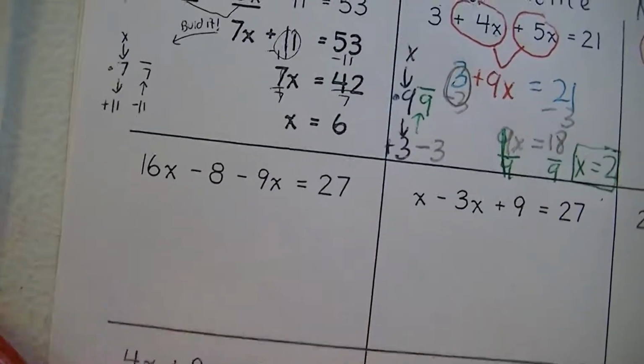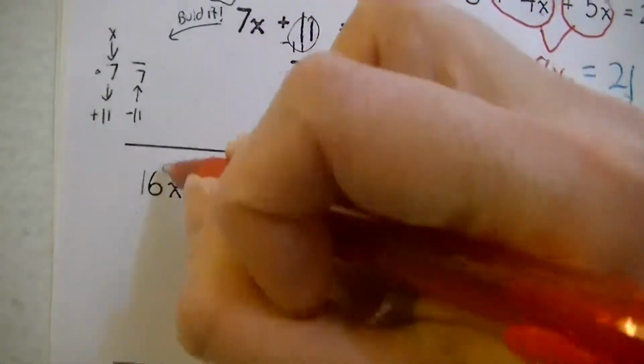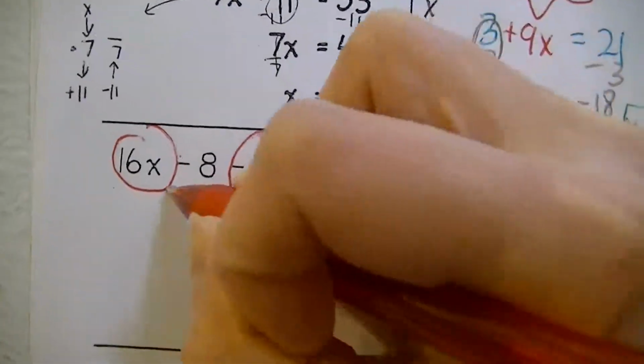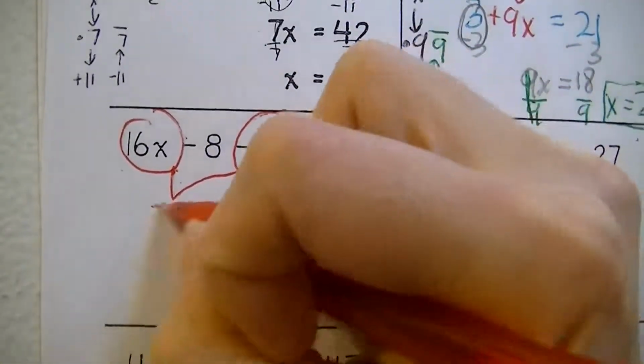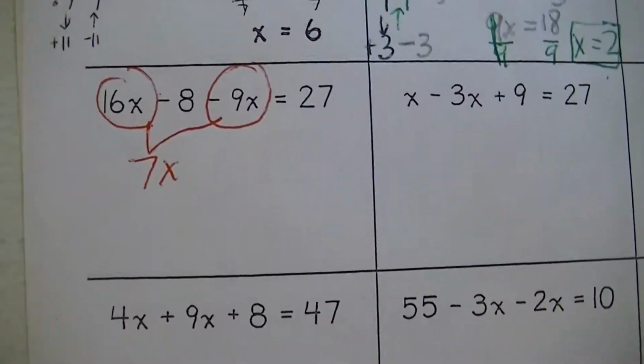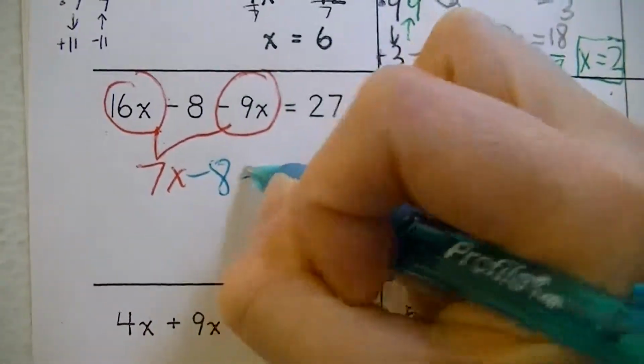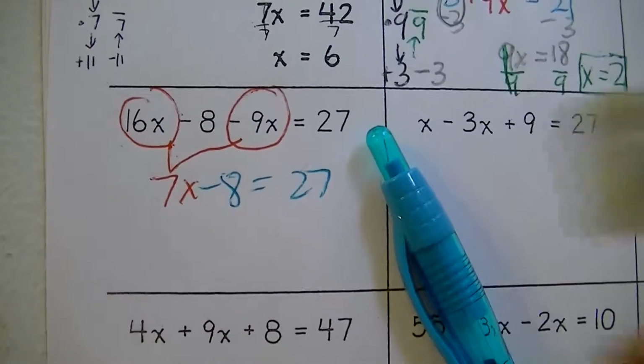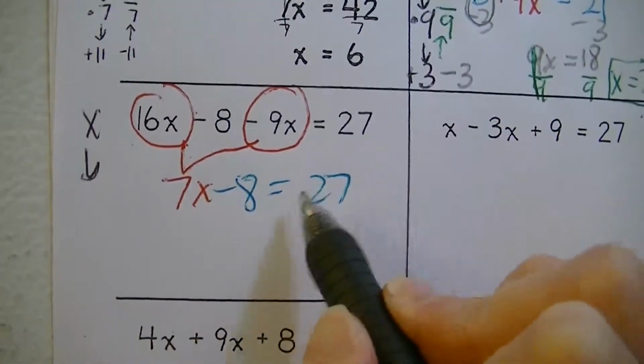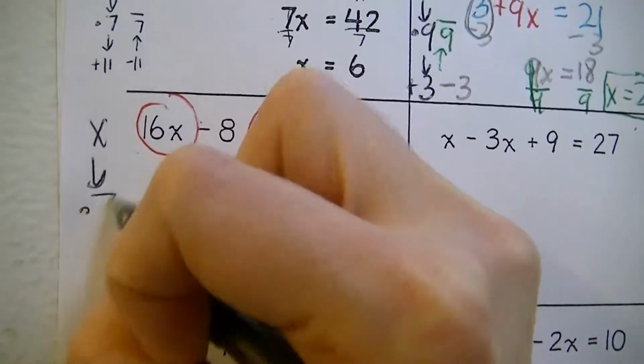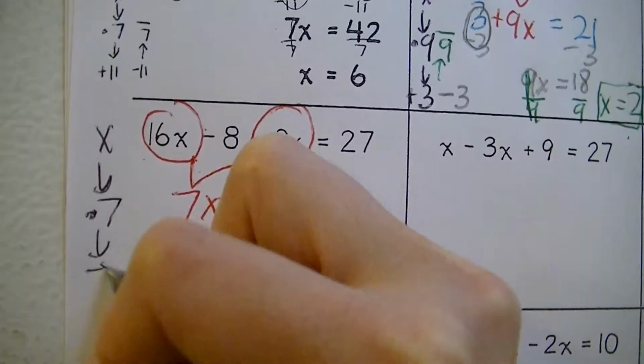Next problem. You'll see again there's like terms to combine. There's a 16x and that minus 9x. 16x minus 9x is 7x. Bring everything else down, like that minus 8, that equal sign, and that 27. From there, you're going to go ahead and build it. You start with x, and remember to build this equation that you simplified. You multiplied it by 7, and then after that, you subtracted 8.